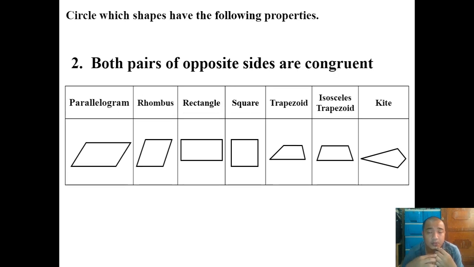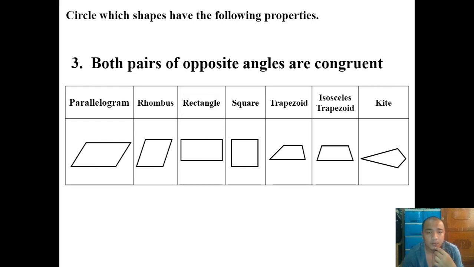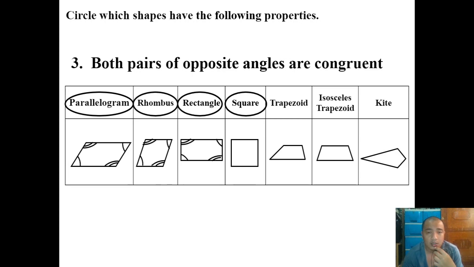Both pairs of opposite sides are congruent. Parallelogram. Opposite sides are congruent. Rhombus. Opposite sides are congruent. Rectangle. Opposite sides are congruent. And square. Opposite sides are congruent. Both pairs of opposite angles are congruent. Parallelogram again. Rhombus, rectangle, square. There, that makes four.